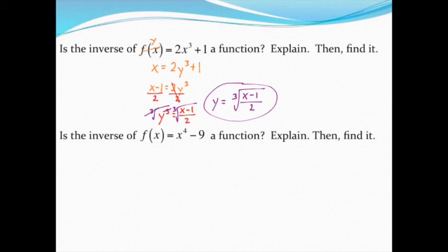Take a look. Our original function had a plus 1 in it, so it makes sense that my inverse has a minus 1 in it. They're opposites. My original function had me multiplying by 2. My inverse function has me dividing by 2. Again, they're inverses. And then finally, I had a third power. My inverse has a third root, so it kind of makes sense.